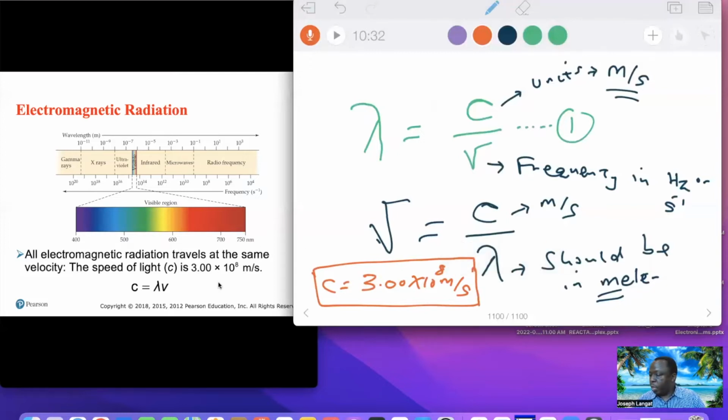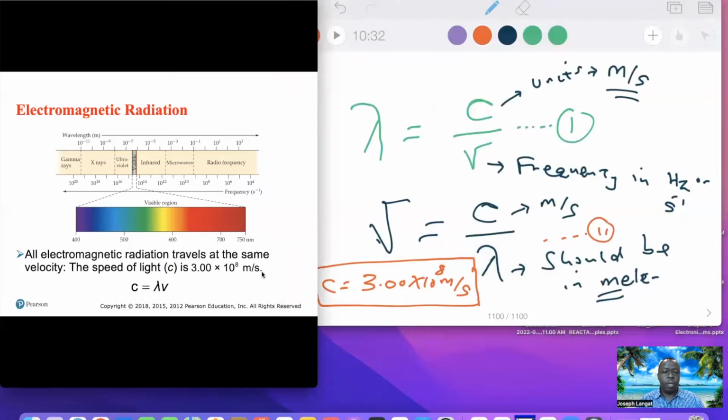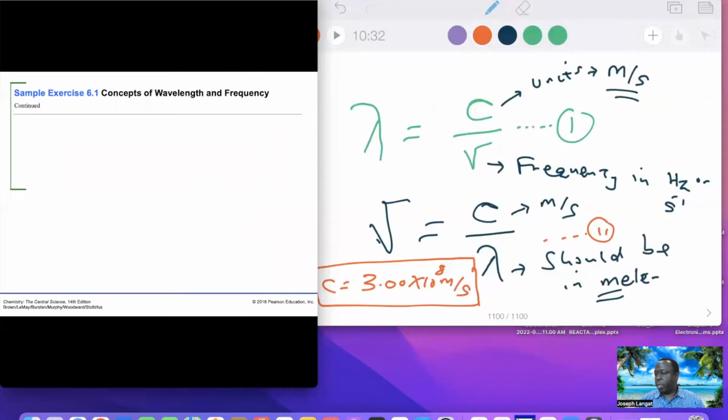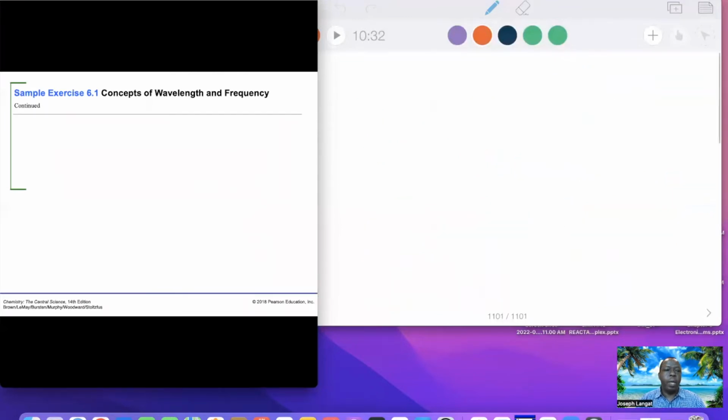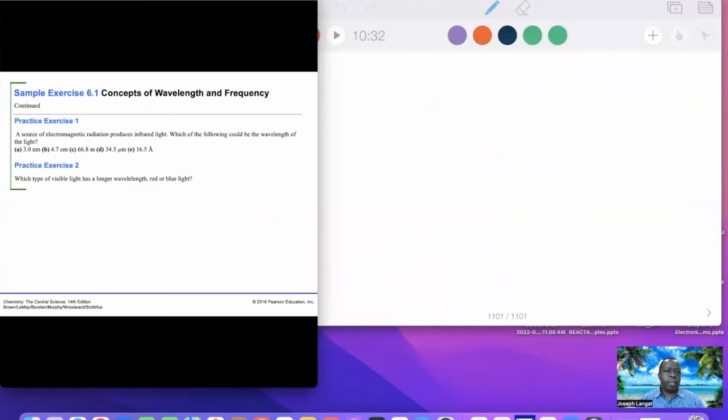So you should be able to rearrange this equation, because a question will come either in the quiz or in the next exam. Let's see an example here in practice exercise 2. Exercise 1 is a worked example in the text. Exercise 2, how will you answer this question?